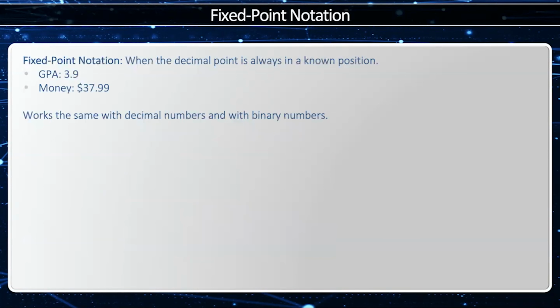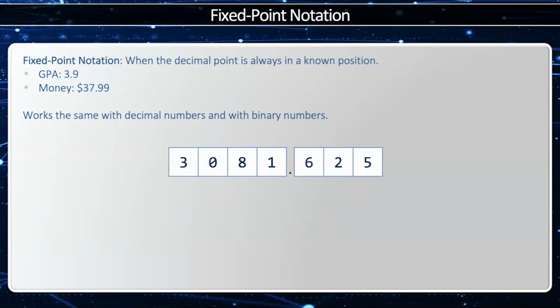Okay, so let's start with fixed point notation. A fixed point notation is when the decimal point is always in a known position. For example, my GPA always has one decimal point of accuracy, 3.9. And money, unless you work for a gas station, always has 2 decimal places. So when we know where the decimal point is, then a fixed point notation is very possible.